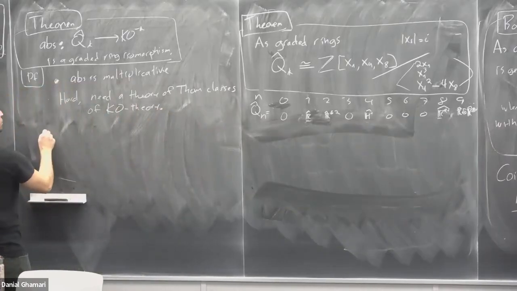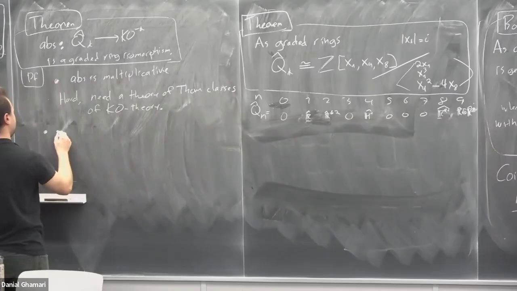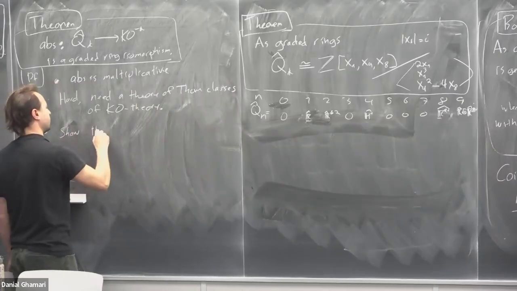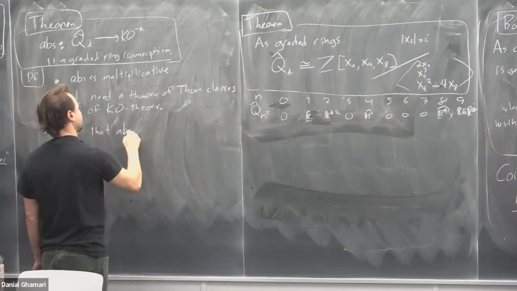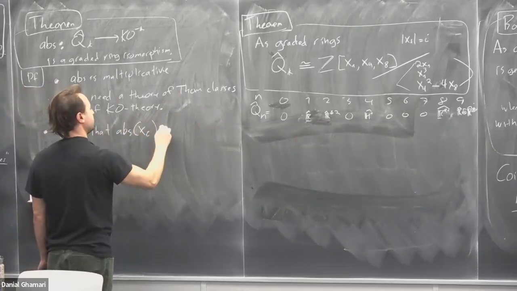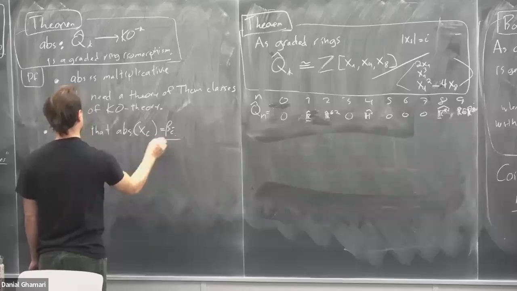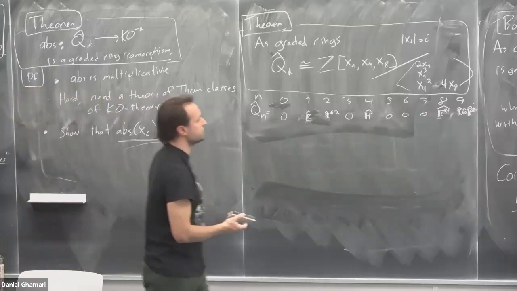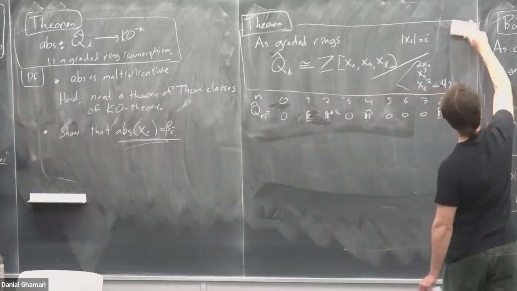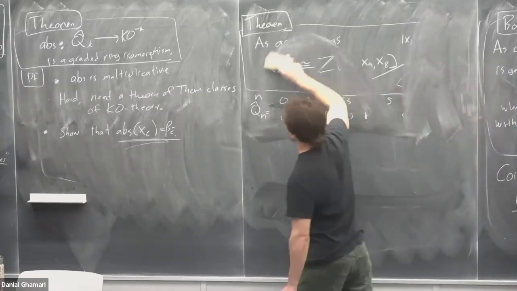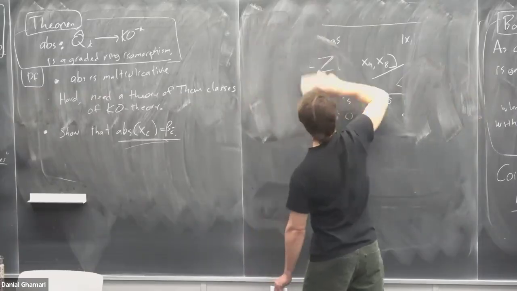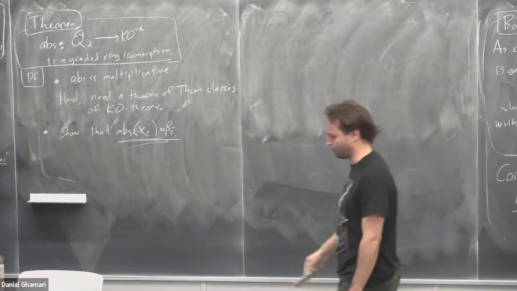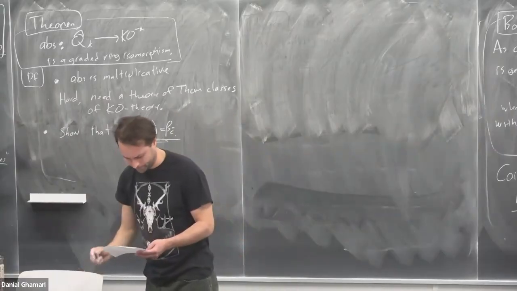But the other one is to show that ABS of xi equals beta. That's a lot easier to accomplish with the technology that we have at our disposal. I did talk about Thom classes briefly in my characteristic classes seminar, but that was only in the context of ordinary cohomology.